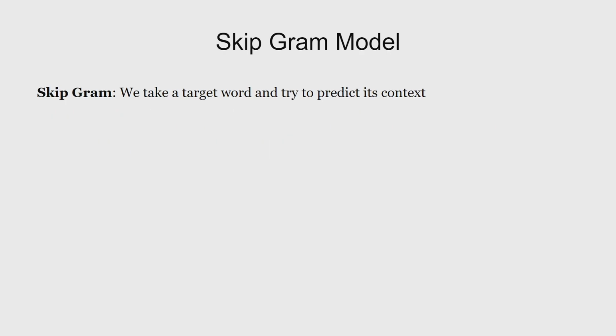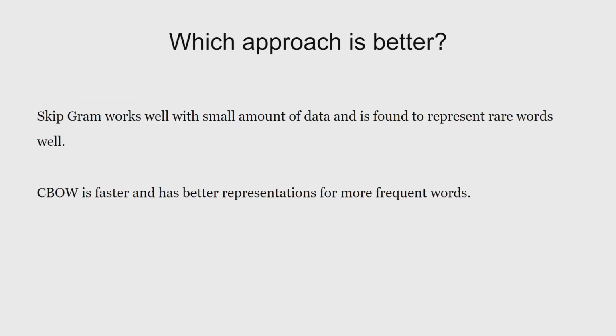Skipgram takes a word and tries to predict the context of the word based on this given word. And I'm not going to get into the math of it and how that works. But using that, basically one can figure out how to represent any word in the vector space.